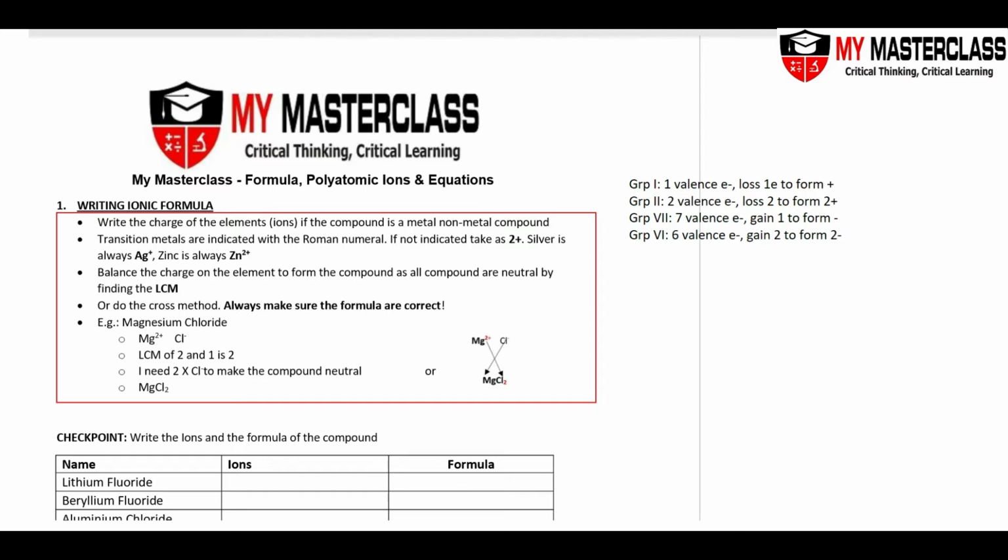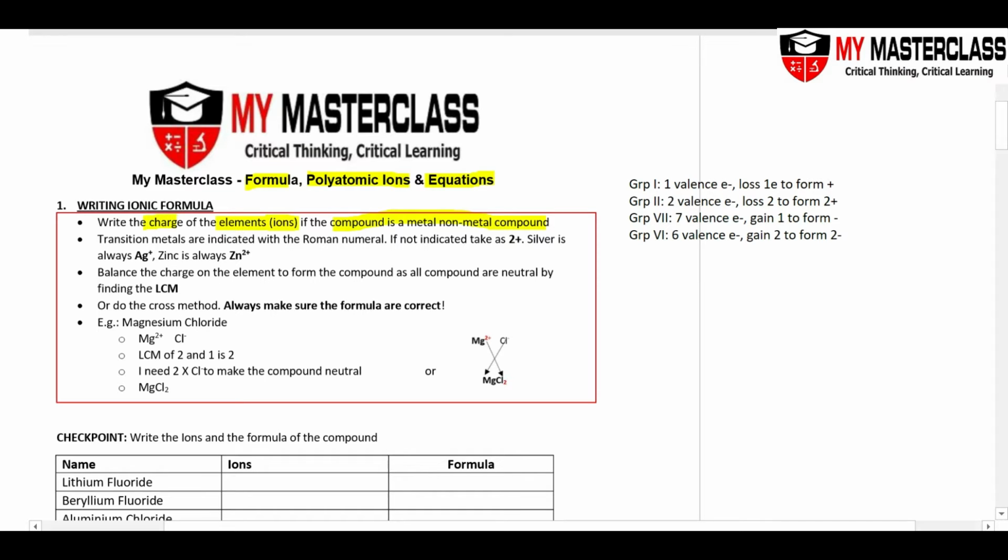Hi students, in this chapter we are going to look at writing formulas: the formulas of your polyatomic ions and how to write chemical equations. When you have a compound that is a metal and non-metal compound, this one will be your ionic compound. So for an ionic compound, write the ions of the element.